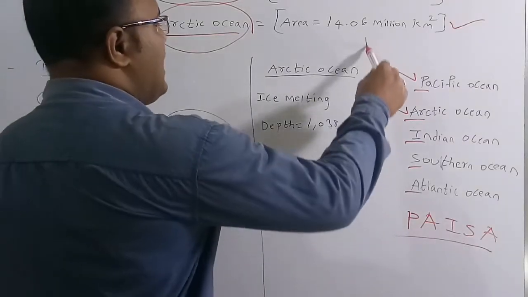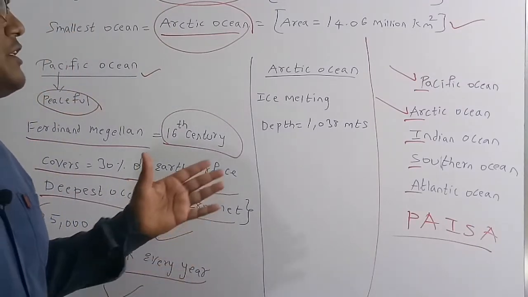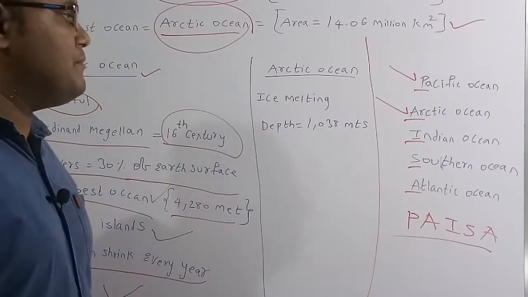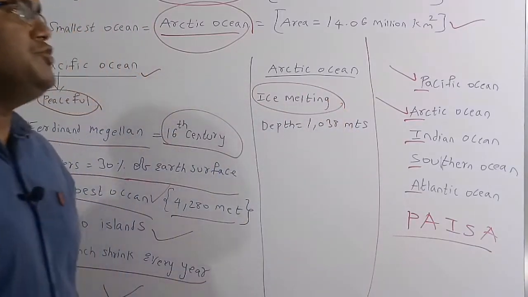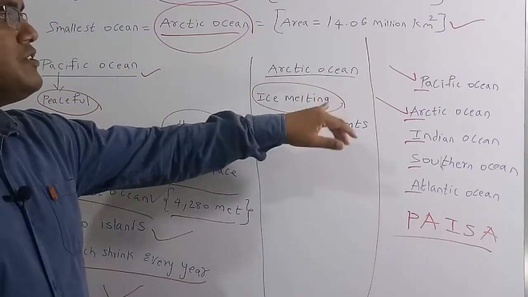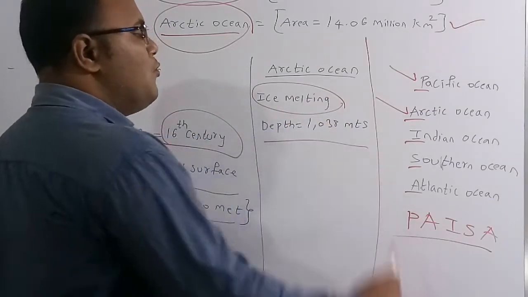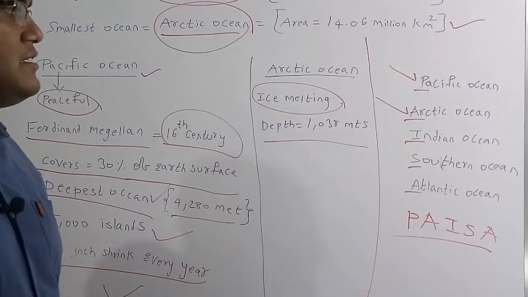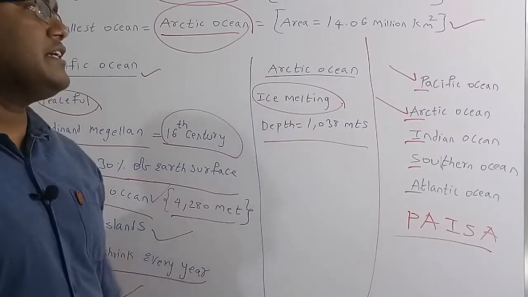But if you come to the Arctic Ocean, the Arctic Ocean is very icy, meaning a lot of ice is present in the ocean, but due to global warming, this ice is going to melt. The depth of the Arctic Ocean is nearly 1,038 meters. These are some of the important facts of the Arctic Ocean.